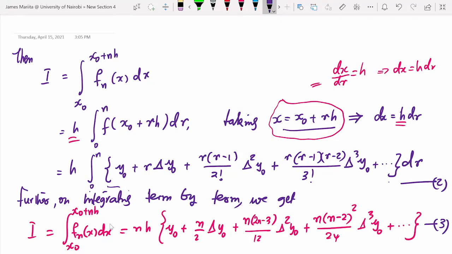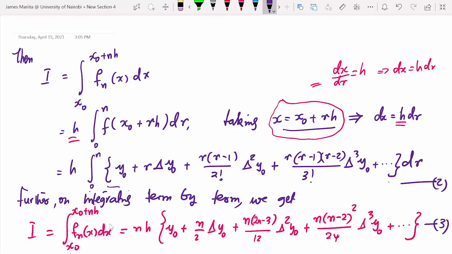Then we integrate that with respect to r. Again, when you look at equation 2, it's possible that we can integrate this y naught. We integrate the r, the first difference, the second one, and so on. When we are able to do all this, then we come up with equation 3. Now, equation 3 is the Newton-Cotes formula in its general form.